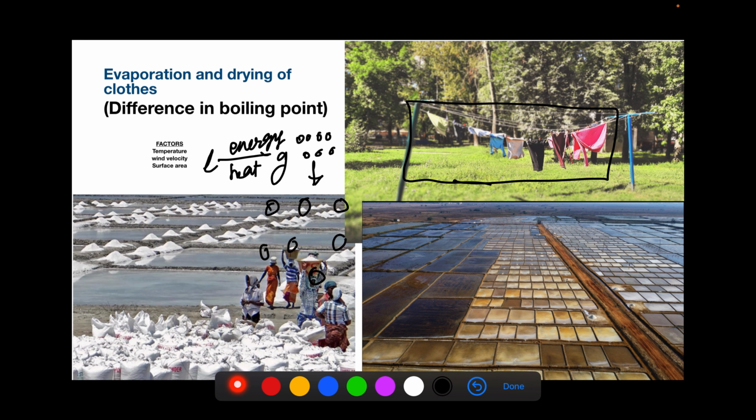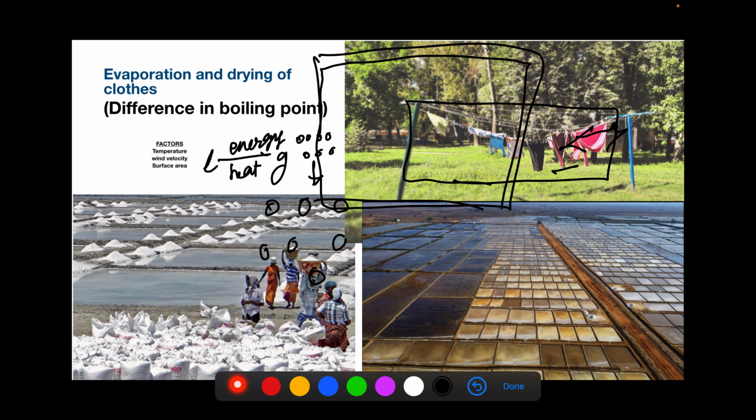Similarly, surface area. If the same cloth is exposed to the sun in a crumpled manner, instead of fully expanding it, if it is crumpled down and then hung out to dry, it will take more time to get dry. So if the surface area is more, if it is exposed more, it will dry faster. If the wind velocity is more, it will dry faster.